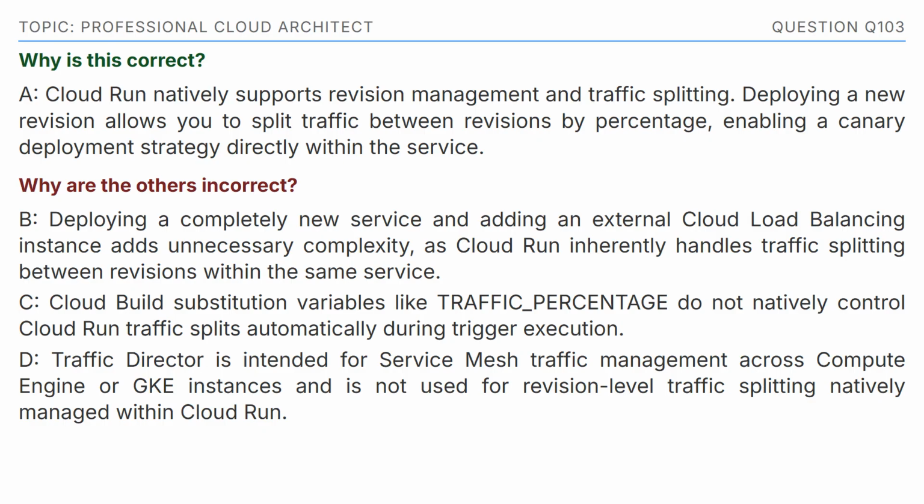B. Deploying a completely new service and adding an external Cloud Load Balancing instance adds unnecessary complexity, as Cloud Run inherently handles traffic splitting between revisions within the same service. C. Cloud Build substitution variables like traffic_percentage do not natively control Cloud Run traffic splits automatically during trigger execution. D. Traffic Director is intended for service mesh traffic management across Compute Engine or GKE instances and is not used for revision-level traffic splitting natively managed within Cloud Run.